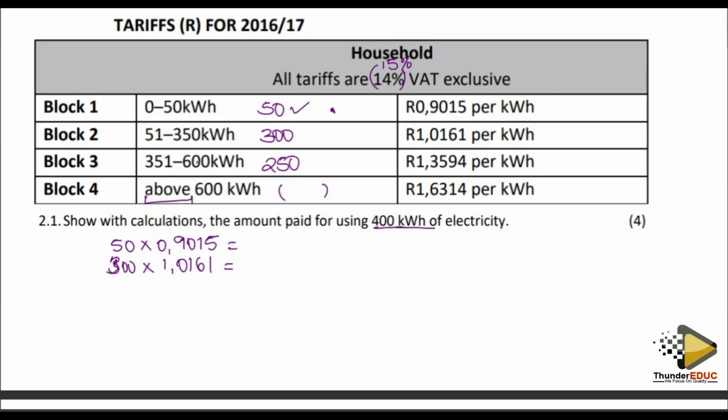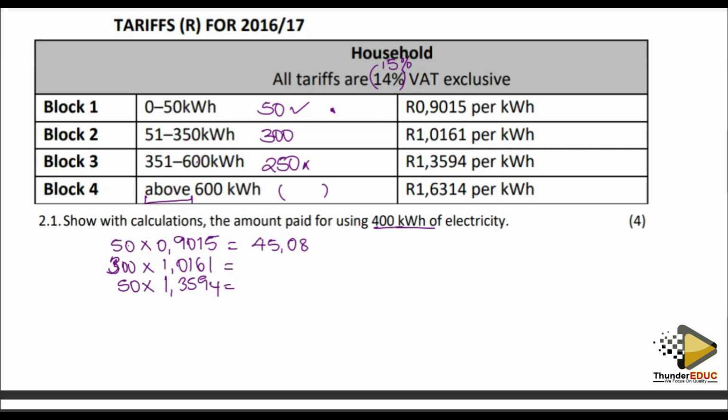Then what's remaining to make it 400? Because we have 50 plus 300, we see 350. 50 is missing. So 50 times. Now 50 has been taken here. But here needs a maximum of 250. It's fine. So we get the 50 that is remaining times 0.9015. You have your answer as 45 rands 8 cents.